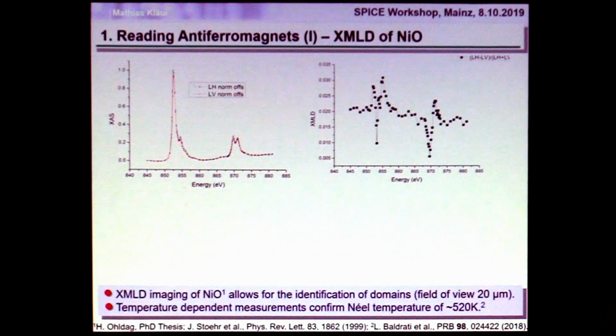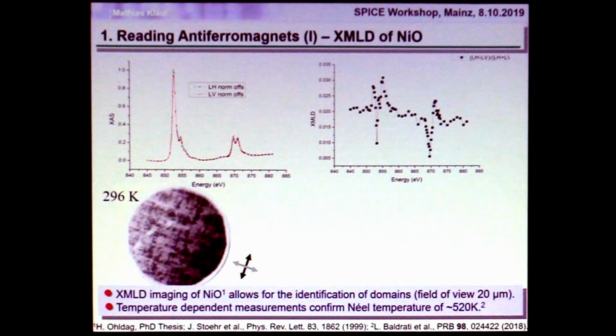So the first way to read out antiferromagnetic order, because it has no net magnetic moment, is to use linear dichroism. This has been a complete eye-opener to me because it's a way to directly visualize antiferromagnetic domains. Here you can see the spectrum taken on nickel oxide, and you can see hardly any difference, but if you take the difference, you actually do see a nice L2-3 edge.